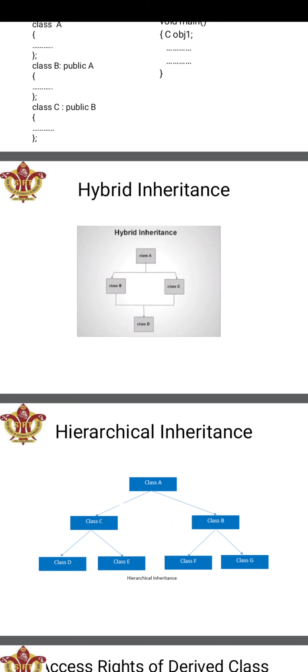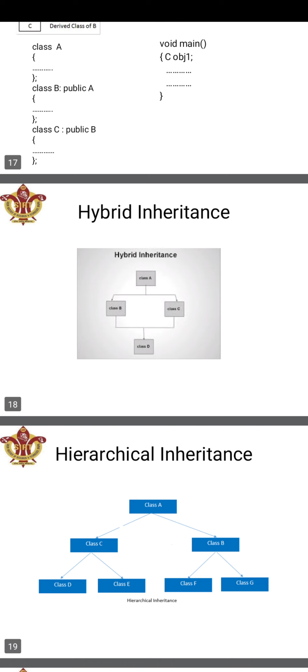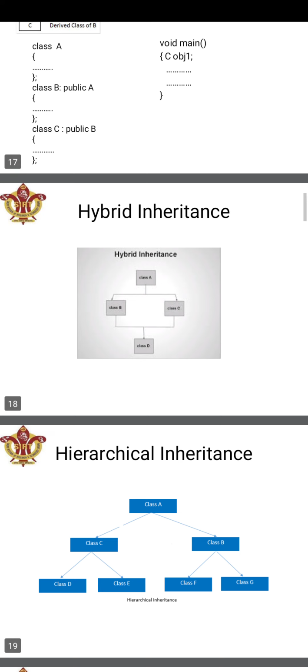Hybrid inheritance consists of all the previous four types of inheritance, that is single level, multi-level, multiple and hierarchical. If we see this example, if I consider only class A and class B, then it is an example of single level inheritance. If I consider class A, class B and class D, then it is an example of multi-level inheritance. If I consider class B, C and D, then it is an example of multiple inheritance. And if I consider class A, class B and class C, then it is hierarchical inheritance. So you can see in hybrid inheritance, we have a mix of all the previous types of inheritance.